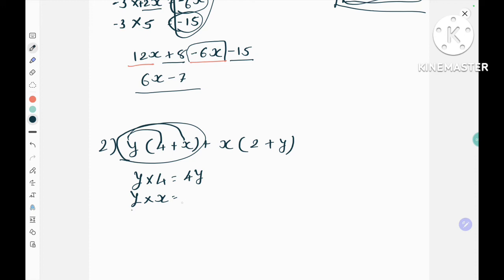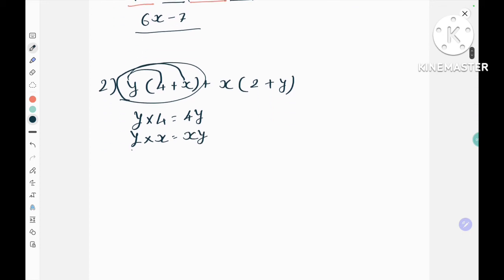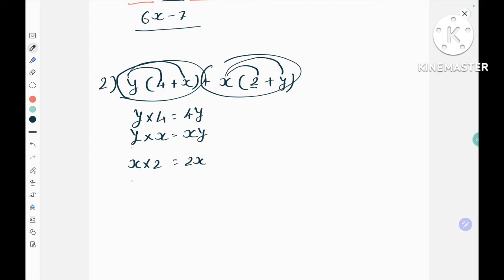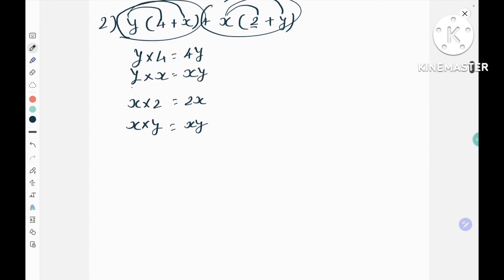y times x is going to be xy or yx, but let's write it in alphabetical order. Okay, let's move on to the second bracket. So x multiplied by the first term, and in front of this x is a plus sign, right? So x is positive, so there is no need to write the plus sign if it is positive. x times 2 is 2x, and again x times y is xy.